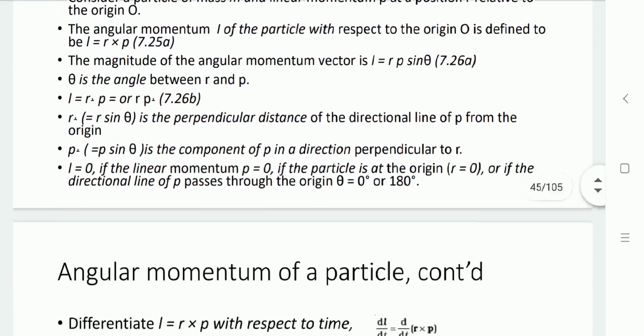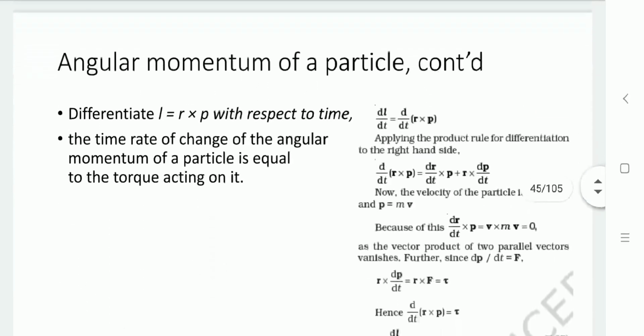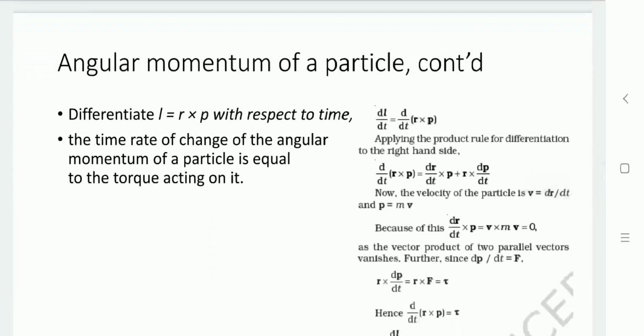Let us differentiate this equation with respect to time, that is L equals r cross p. The rate of change of angular momentum will give you the torque. So dL by dt equals d by dt of r cross p. Now we take the product rule for the differentiation. The differentiation of r cross p with respect to time will give you dr by dt cross p plus r cross dp by dt, and dr by dt is the velocity v.